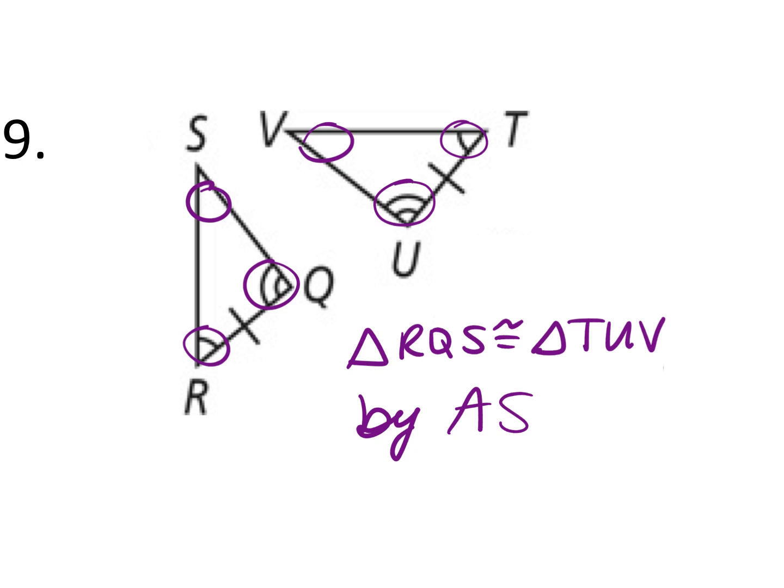Does everyone understand why this is not AAS? Are you all getting that concept? AAS cannot have the side in between the two angles, right? AAS would be if you had that one, or if you had this one, that would be AAS. But because you have the one in between, it's ASA, okay?